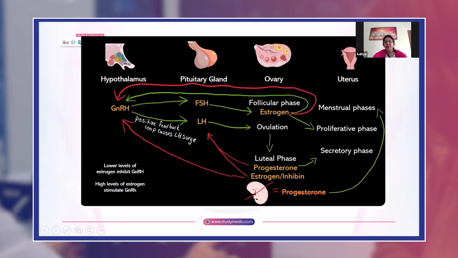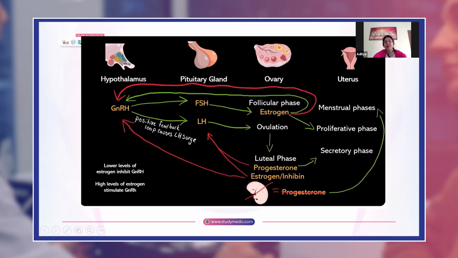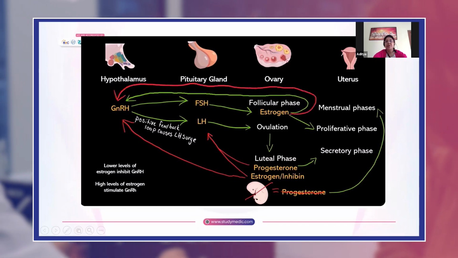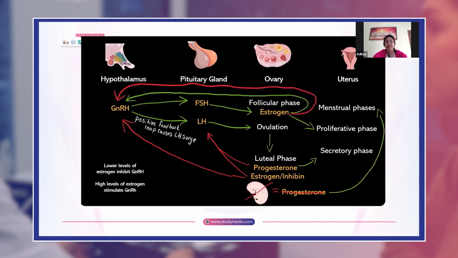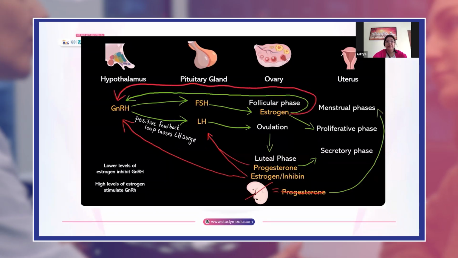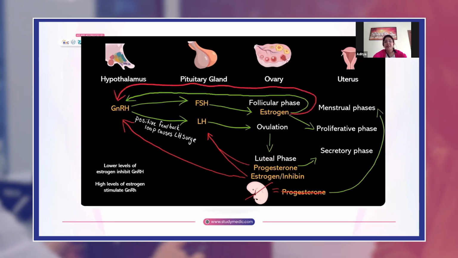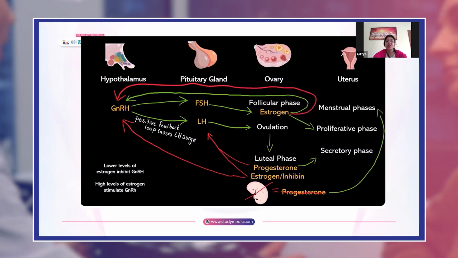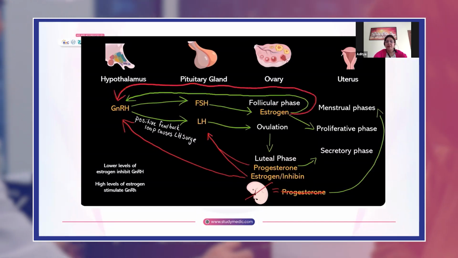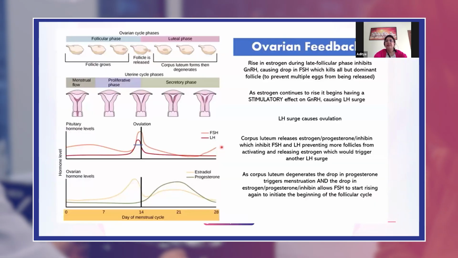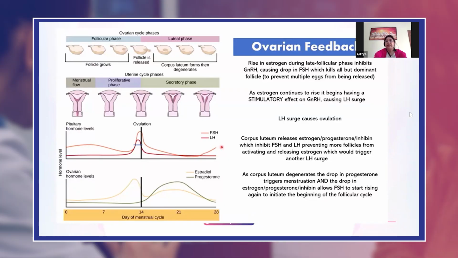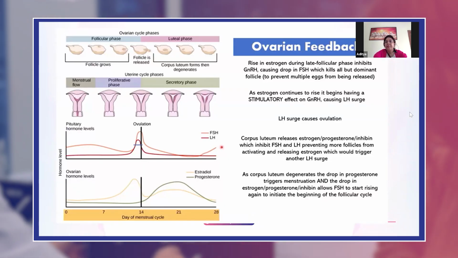You must be thinking why sometimes estrogen has a negative effect rather than the positive feedback. Always remember, estrogen acts at a threshold level: a low level of estrogen inhibits the GnRH, while a high level of estrogen stimulates the GnRH. So you can see here the ovarian feedback. Let's do the recap.